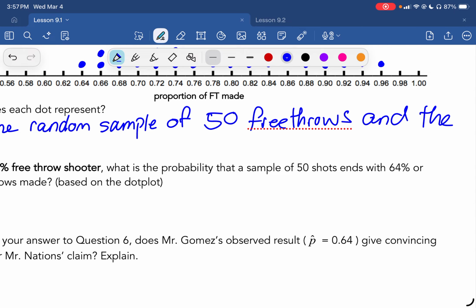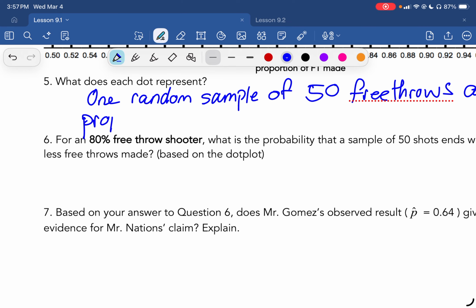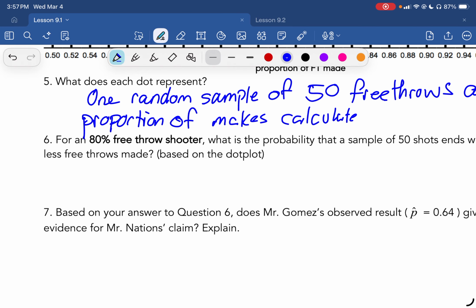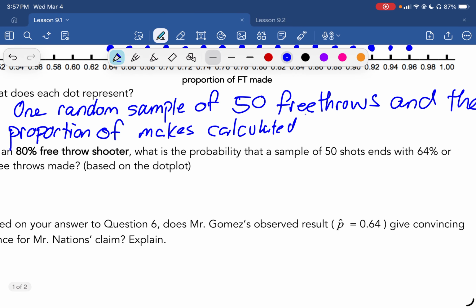And the proportion of makes calculated from that sample, or for that sample. Doesn't matter what word you use there, it's going to get the same idea across.